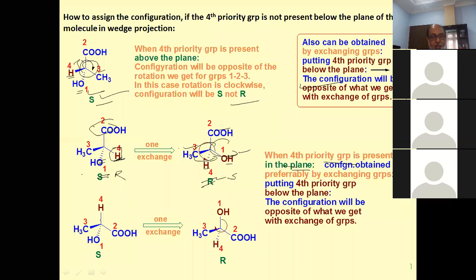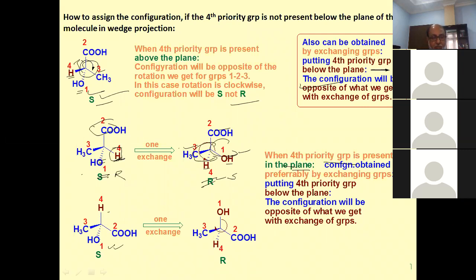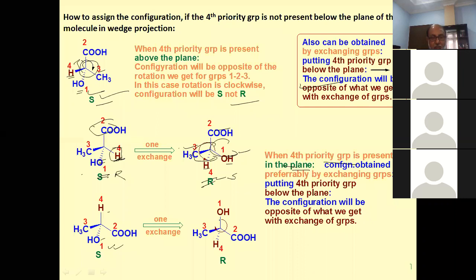So what you do to get the configuration of this one: make one exchange with the backside group. So you bring OH here, and hydrogen goes there, so OH is 1, 2, 3. So 1, 2, 3 rotation is R. If this is R, then this should be S. Yes, in this case it is correct.